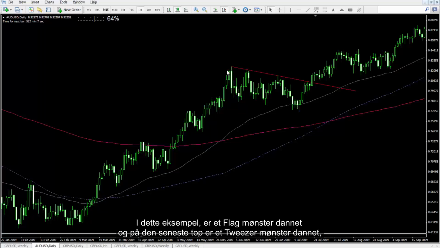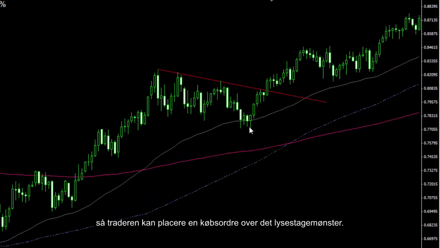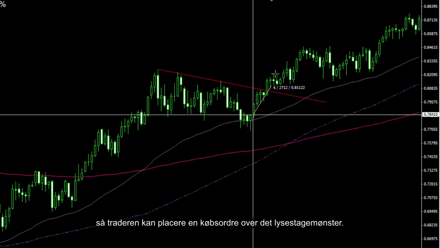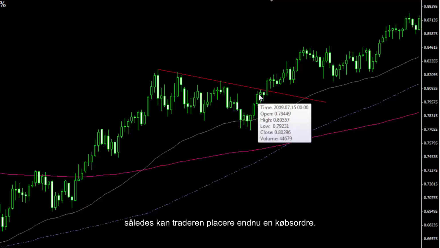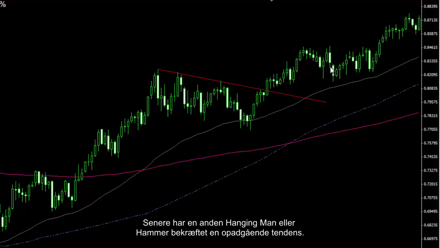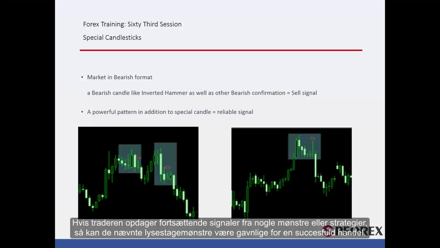In this example, a flag pattern has formed, and on the last peak, a tweezers pattern formed. So, a trader could place a buy order over that candle pattern. Two hanging man patterns have formed on the breakout point. Thus, another buy order could be placed by a trader. Later, another hanging man or hammer has confirmed an upward trend. If a trader detects continual signals from some patterns or strategies, then the mentioned candle pattern can be beneficial for a successful trade.